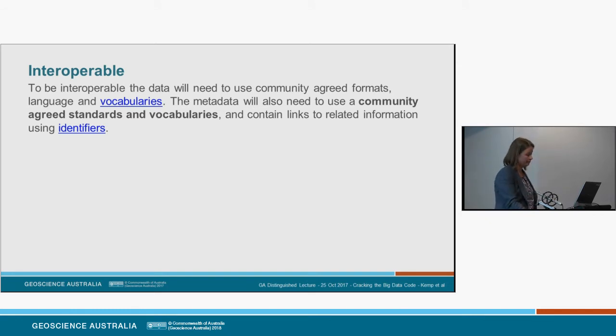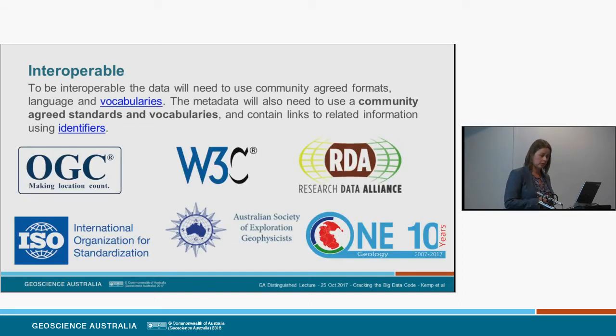Interoperable, what does that mean? Well, it means we have to have agreed community formats, language and vocabularies. We need to have agreed standards. And this means that Geoscience Australia is participating in a number of international organisations so that we can make sure that all of our data is to open agreed standards. Examples of that are OneGeology, where we've contributed to the World Geological Map by using open web standards.